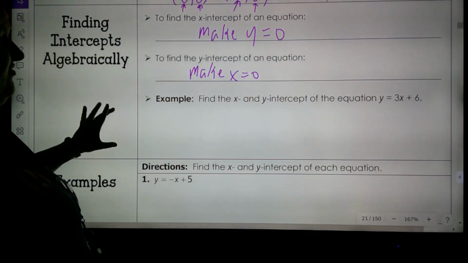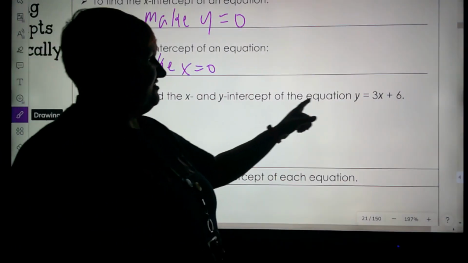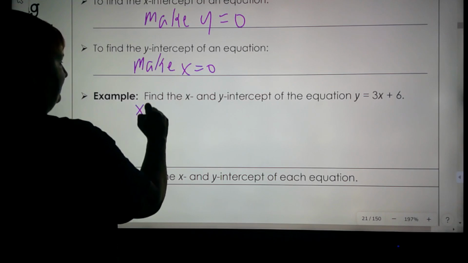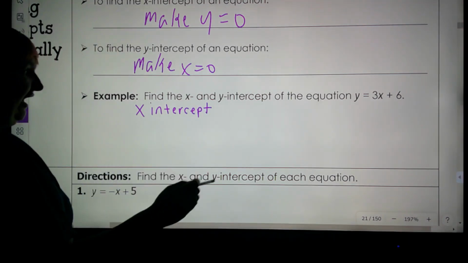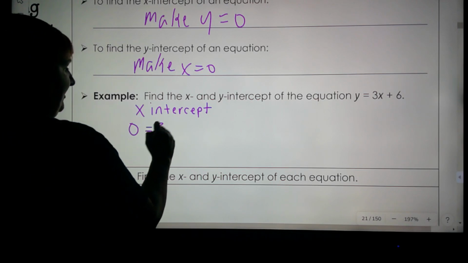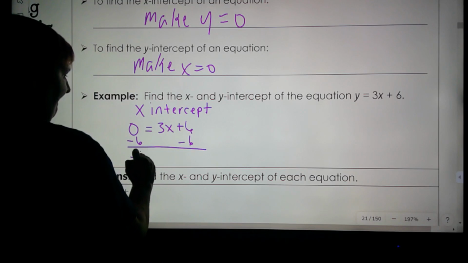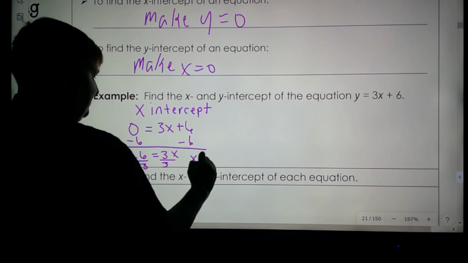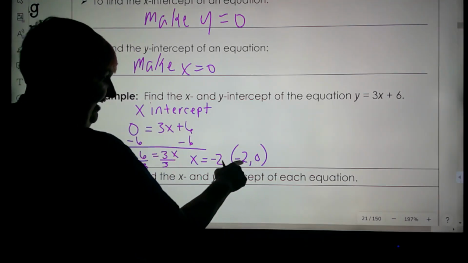Alright, so using that knowledge, it says find the x and y-intercept of the equation y equals 3x plus 6. Alright, so if we're going to find the x-intercept, we have to make the y 0. So it's going to be 0 equals 3x plus 6. Then we just solve. X equals -2. So the x-intercept, when y is 0, x is -2.